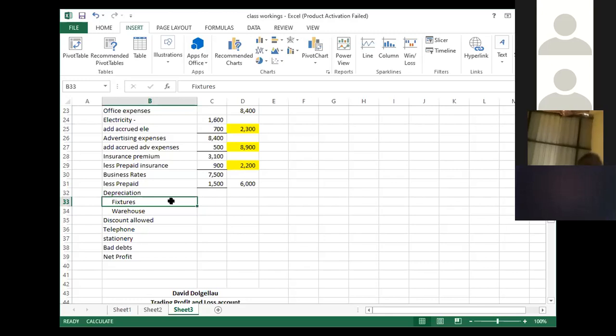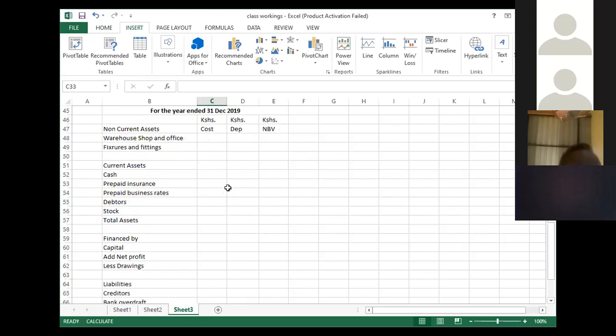Yes. And therefore, we'll need to calculate the amount of depreciation, and I want you to be keen here. We've been told to depreciate fixtures by what percentage? By 5%, right? And therefore, this is what we have.